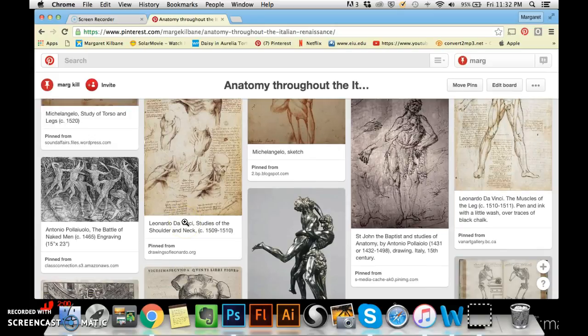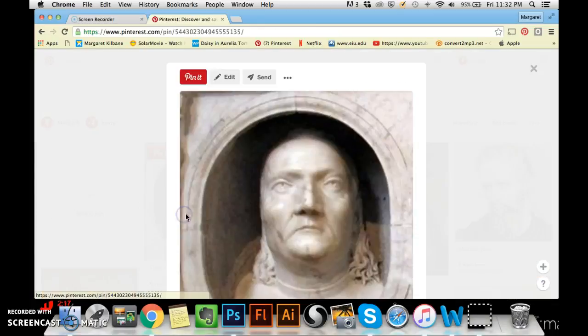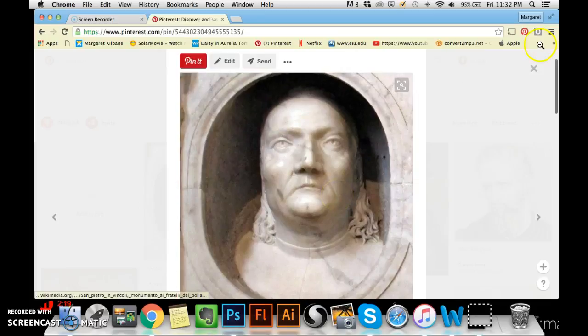My second artist is Antonio Pollaiuolo, who was the early Renaissance. He was born in 1427 and died in 1479. And he was a sculptor, painter, and engraver. And here is a self-portrait he did in marble.